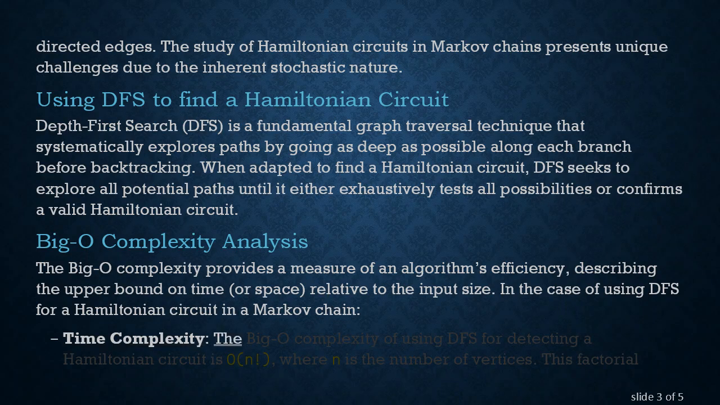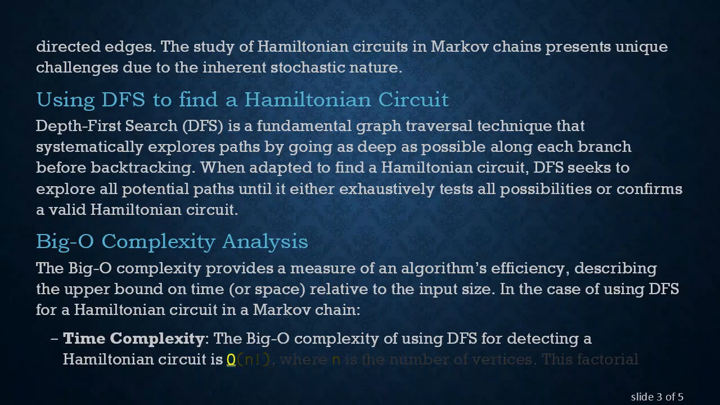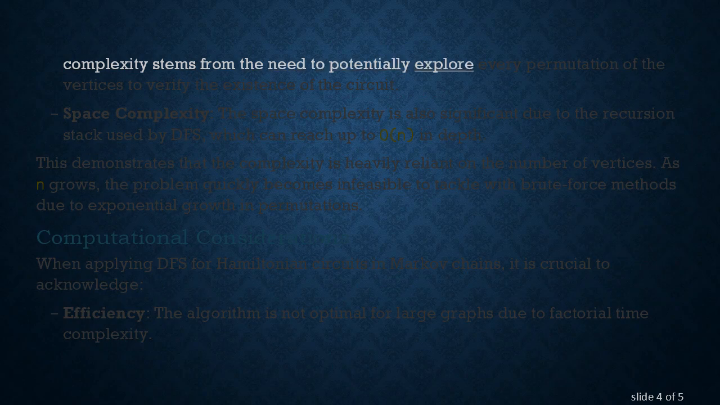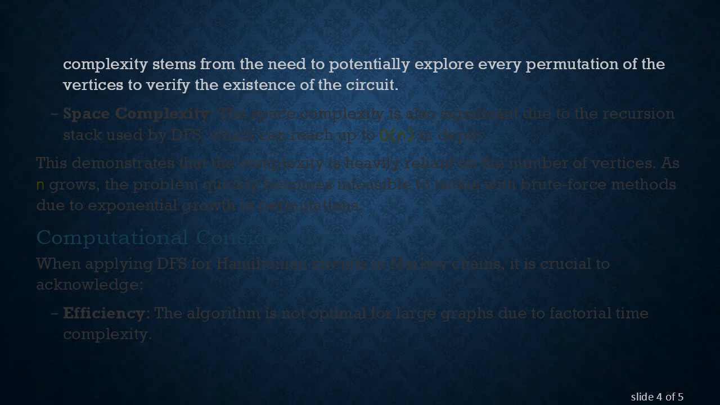Time complexity. The big O complexity of using DFS for detecting a Hamiltonian circuit is O(n!), where n is the number of vertices. This factorial complexity stems from the need to potentially explore every permutation of the vertices to verify the existence of the circuit.